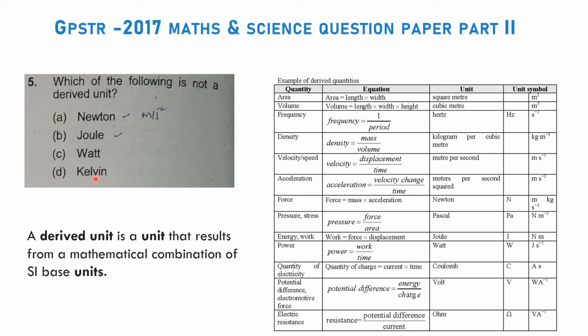But the fourth one is Kelvin. Kelvin is the SI unit of temperature. It is not derived from any combination of base units. This is an individual unit. This is the SI unit of temperature. This is not a derived unit. Therefore, the correct answer is Kelvin. This is not a derived unit.